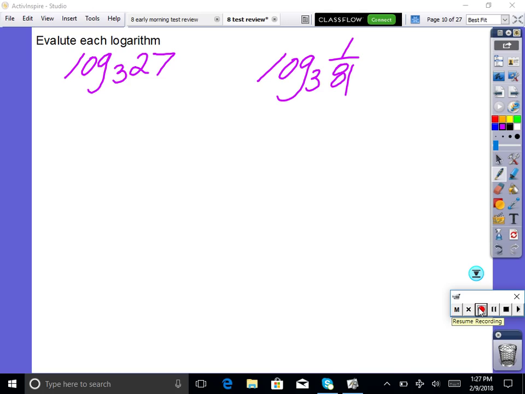It says evaluate each logarithm, but it does say without the use of a calculator. So normally we can do the change of base formula, log of 27 divided by log of 3. Log of 1 over 81 divided by log of 3. However, because we're not allowed a calculator, I'm going to set it equal to x and rewrite it in its exponential form so that it's easier to solve.